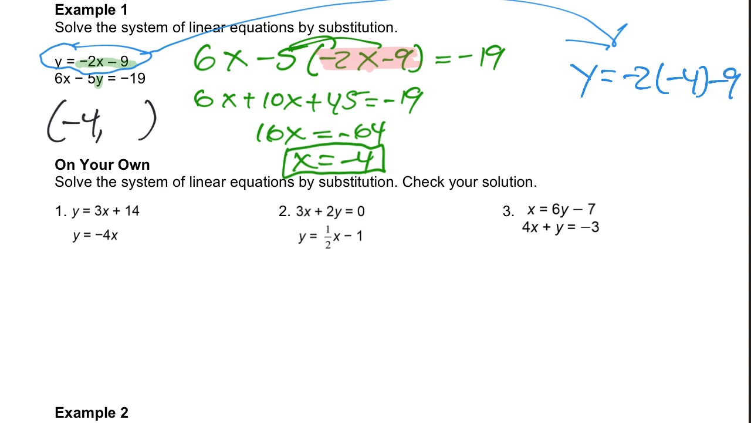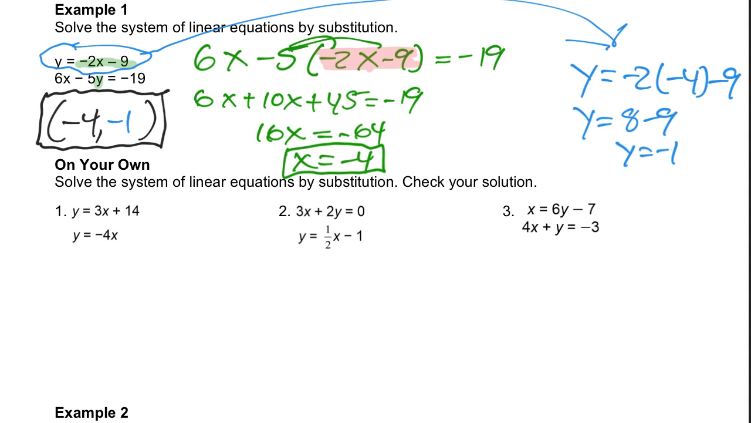So now we get y equals negative 2 times negative 4 is going to be positive 8 minus 9. That means y equals negative 1. So I can put my negative 1 over here, and this is my answer. My answer is negative 4 comma negative 1. And then what you would need to do, especially on a test, is to plug those back in. Now you know it just worked for this y equals. You need to test that in the second equation.